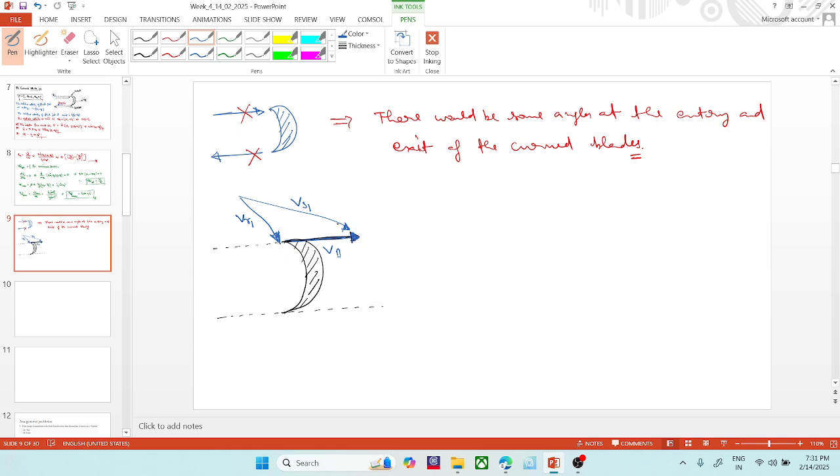The angle between the horizontal and this jet stream is known as the nozzle angle theta. So here theta is the nozzle angle. And this angle phi, between the horizontal and this relative velocity, is known as the blade entry angle.